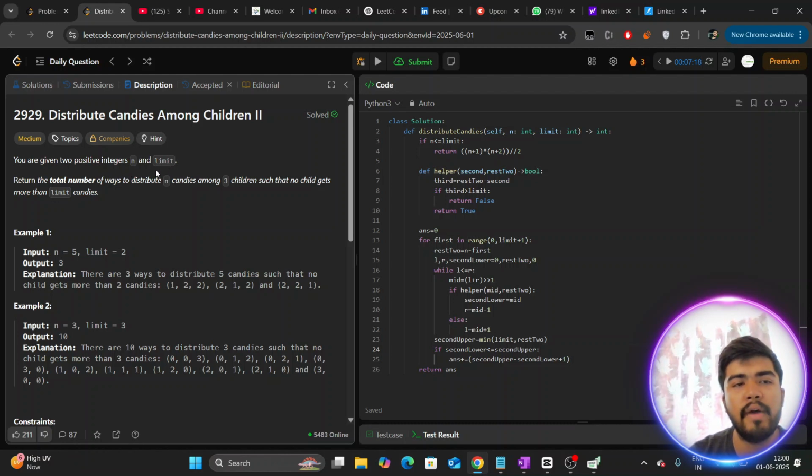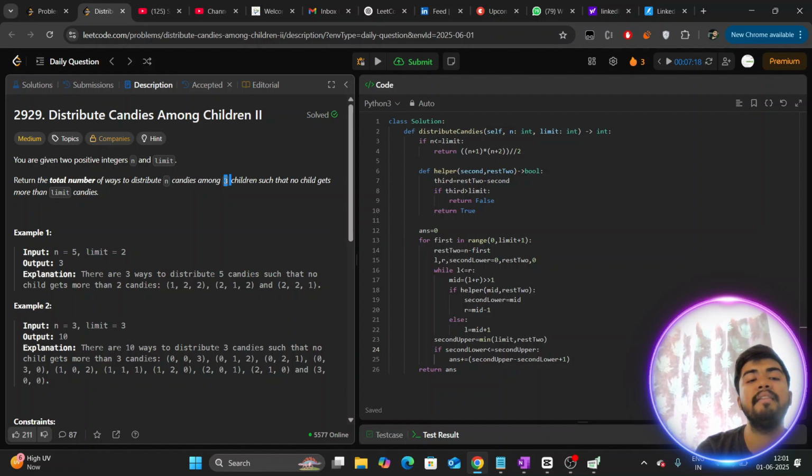The question is just one line only, and we will definitely get the gist on the very first read. With these two positive integers, n and limit, return the total number of ways to distribute n candies among three children. So how many candies do we have? We have a total of n candies. That is the n they have given to us. That candies we always have to divide between three children. The number of children is constant here.